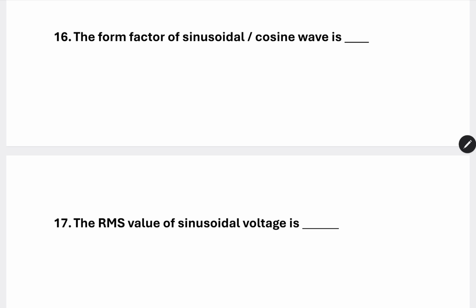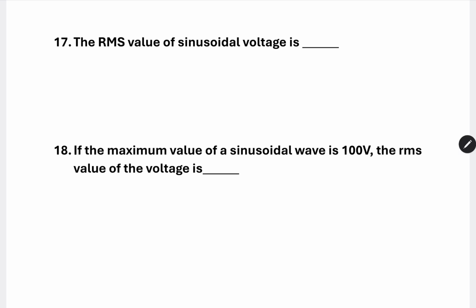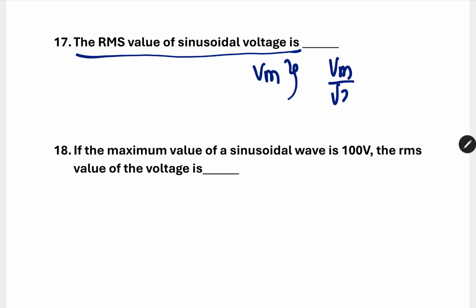Next question. The form factor of a sinusoidal or cosine wave is how much? For a sinusoidal or cosine wave, the form factor will be 1.11. Next question. Question number 17. The RMS value of the sinusoidal voltage is how much? If Vm is the peak value of the sinusoidal voltage, then the RMS value is Vm by root 2, or we can say 0.707 Vm. This is the RMS value of the sinusoidal voltage.